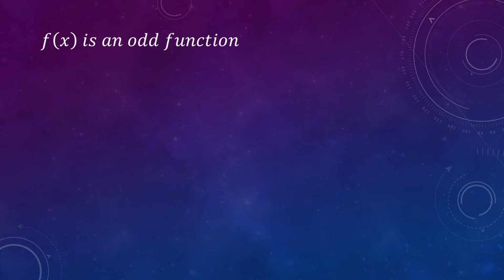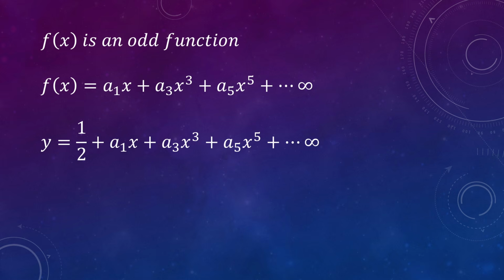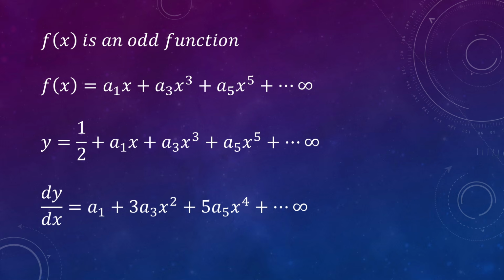Since f of x is an odd function, f of x can be written as a1 times x plus a3 times x cubed plus a5 times x raised to 5 and so on. So y will be equal to 1 over 2 plus a1 times x plus a3 times x cubed plus a5 times x raised to 5 and so on. And the derivative of y with respect to x will be equal to a1 plus 3 times a3 times x square plus 5 times a5 times x raised to 4 and so on.